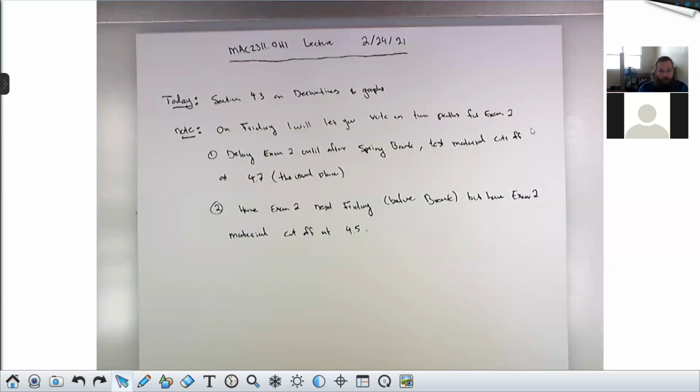On the other hand, if we were to split up the exam material and have the test before the break, that means taking something that very naturally belongs on exam 2, which is section 4.7. It's applied optimization, has to do only with derivatives, very much belongs with the stuff that we've talked about recently, and putting that on exam 3. So it would make studying for exam 3 a little bit harder in a couple of ways.